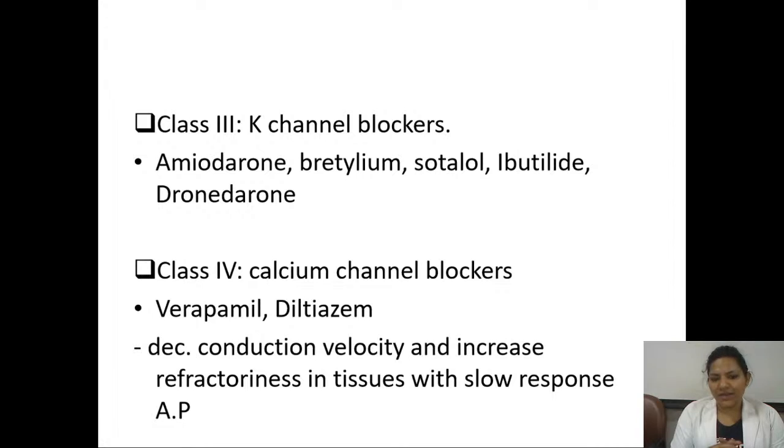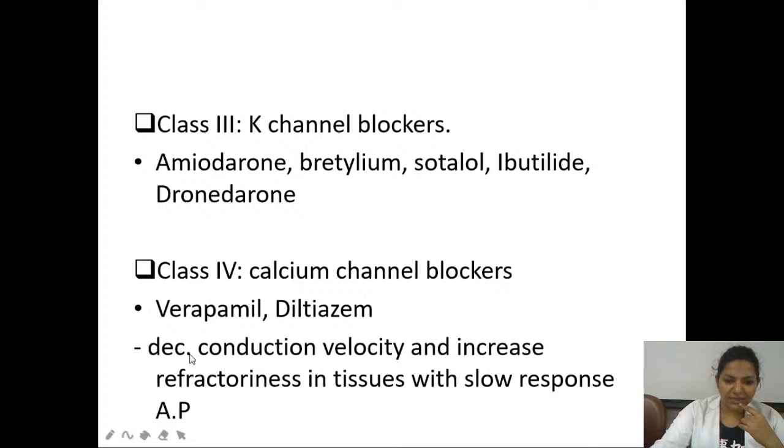Now class 3 antiarrhythmics. Class 3 antiarrhythmics are basically potassium channel blockers. For example, amiodarone, bretylium, sotalol, ibutilide, dronedarone. So what will these potassium channel blockers do? They will increase the action potential duration by prolonging phase 3, right?